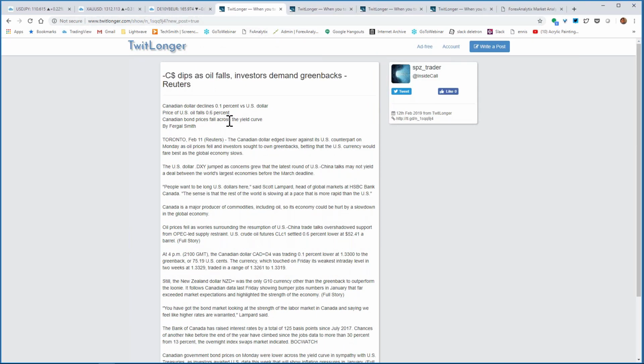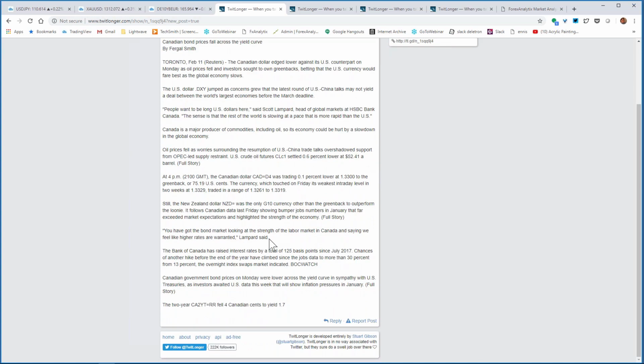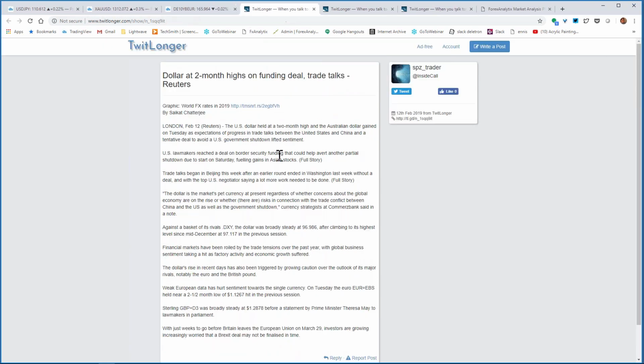Canadian dollar dips as oil falls. The dollar index jumped as concerns grew that the latest round of U.S.-China talks may not yield a deal. People want to be long dollars here. Oil prices fell as worries around the resumption of U.S.-China trade talks overshadowed support. You have the bond market looking at the strength of the labor market in Canada and saying, we feel like higher rates are warranted.